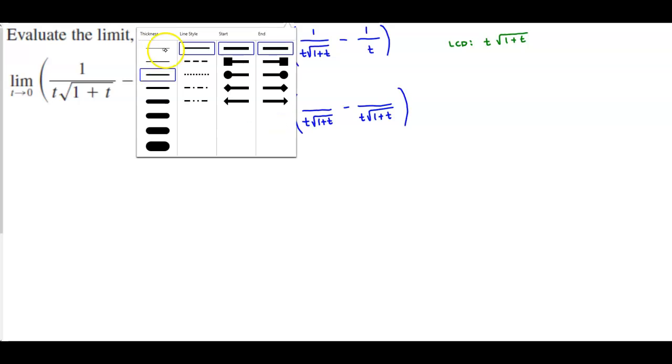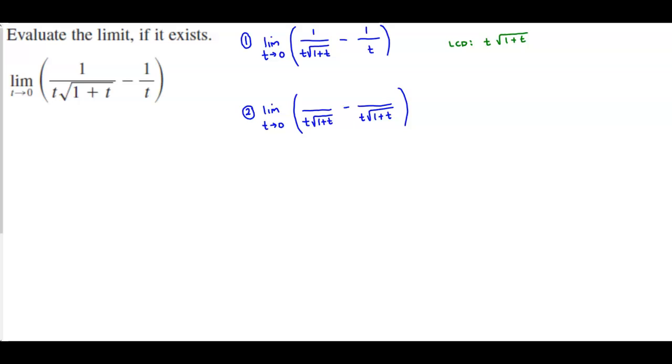So what do we need to multiply by the first denominator to get the new denominator? So 1 times 1 is going to give us 1. And so what do we need to multiply t by? We need to multiply it by the square root of 1 plus t. And we got to do the same thing in the numerator. So here we end up with the square root of 1 plus t.